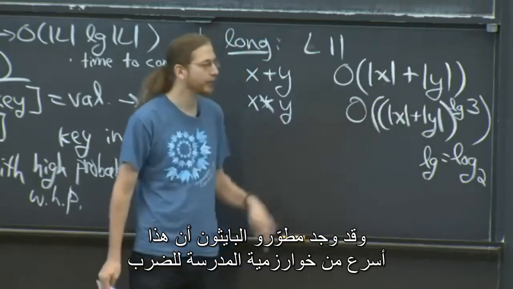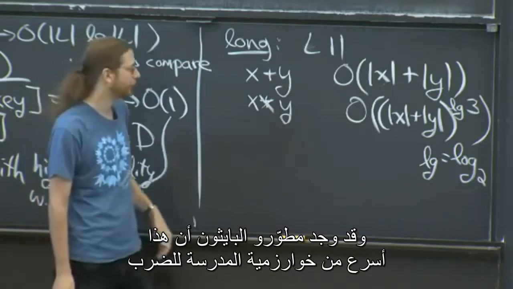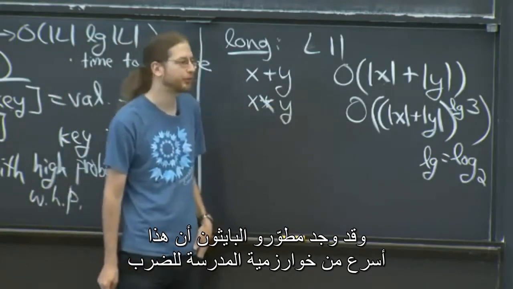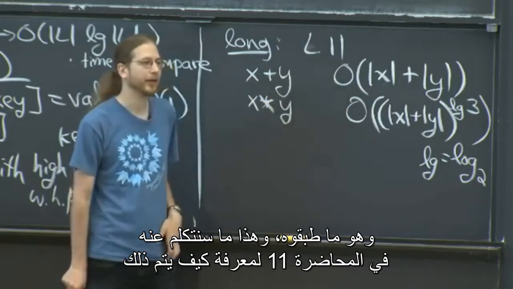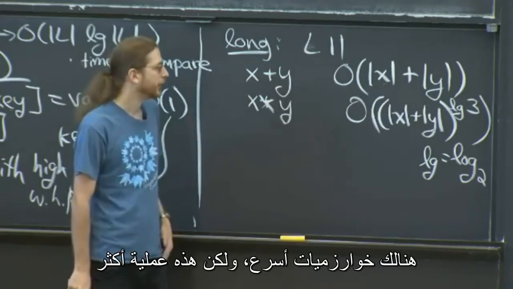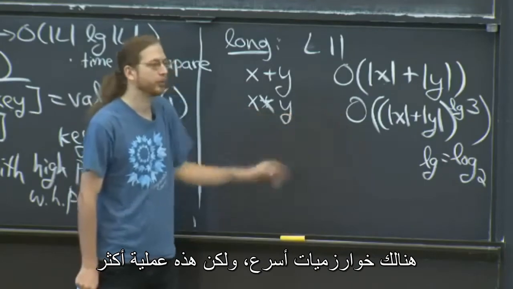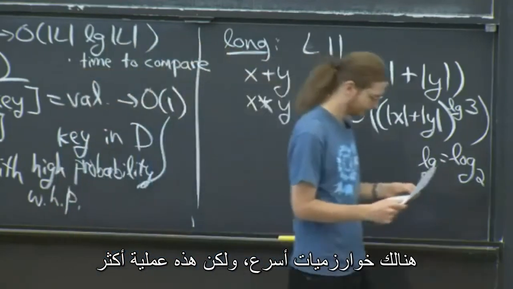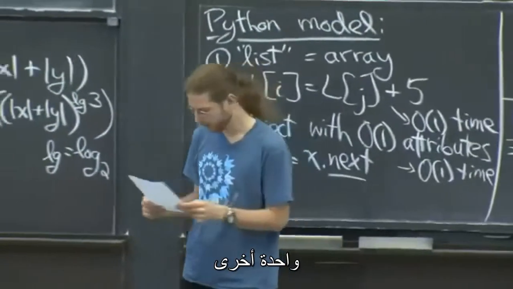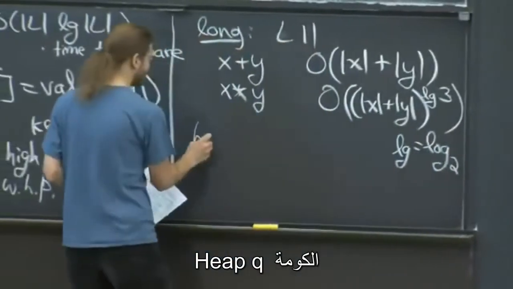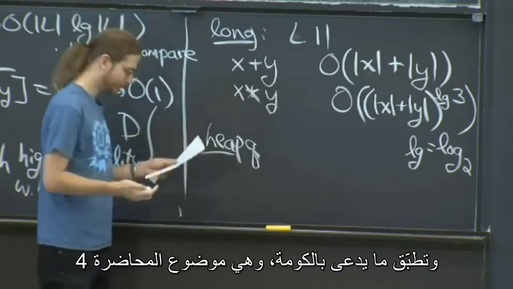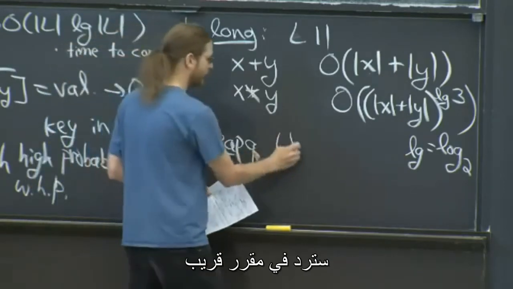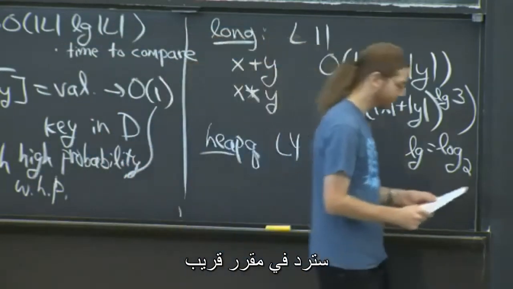And the Python developers found that that was faster than grade school multiplication. And so that's what they implemented. And that is something we will cover in lecture 11, how to do that. It's pretty cool. There are faster algorithms, but this is one that works quite practically. One more. Heap queue. This is in the Python standard library and implements something called a heap, which will be in lecture 4. So coming soon to a classroom near you.